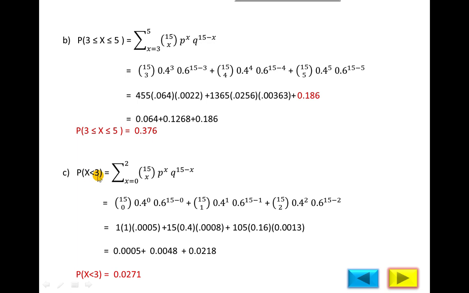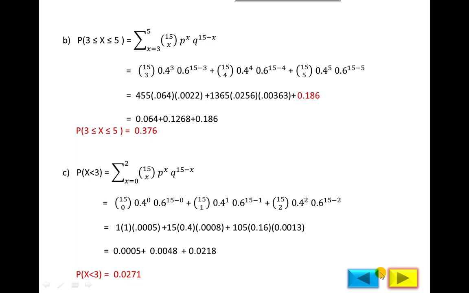Simplify this, and you will obtain the probability of 3 to 5 patients surviving, 0.376. Next part, less than 3. And this is a discrete distribution. Patient is a discrete variable. Less than 3 means from 0 to 2. So we will substitute in the same formula the value of x from 0 to 2, first 0, then 1, then 2, and simplify using the formula of the combination, this term plus sign, this term plus sign, this term. You will obtain 0.0271. So the probability of less than 3 patients surviving is 0.0271.